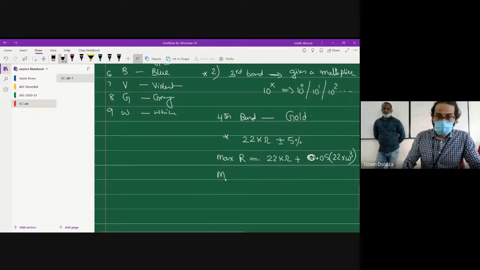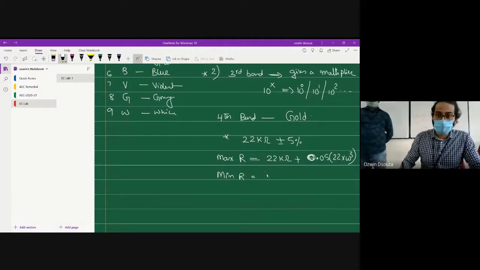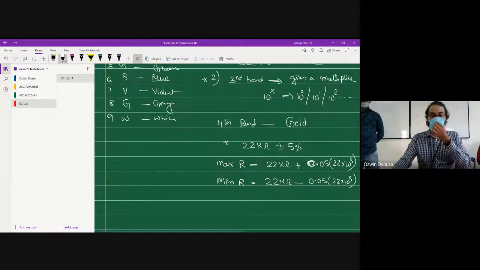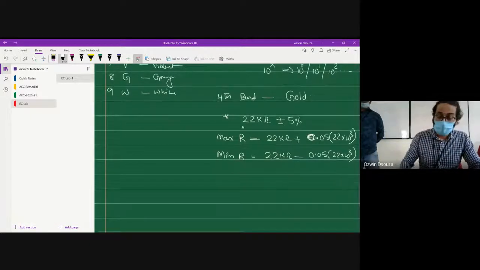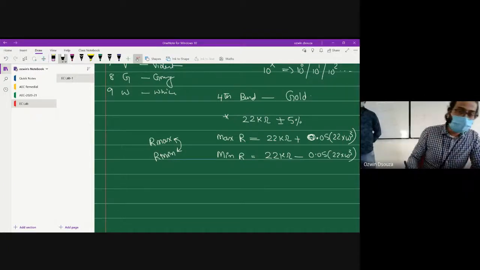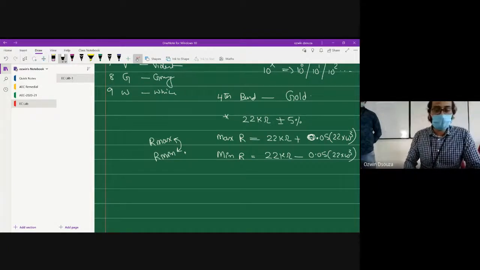Or at the minimum, this particular resistor should have this value: 22 kilo ohm minus 5% of 22 kilo ohm. That is 0.05 times 22 into 10 to the power 3. So basically, the fourth band gives you the R max and R min value. Whatever resistance you measure in your multimeter should be within this range. If it is out of this range, then you will have to discard that particular resistor and avail a fresh resistor. There could be some manufacturing defect.